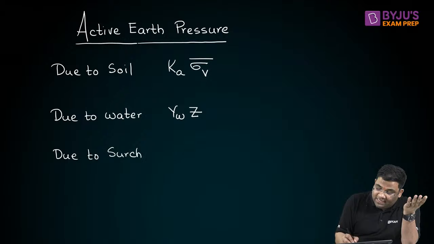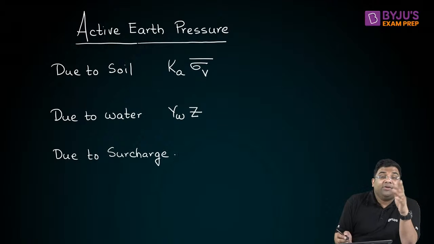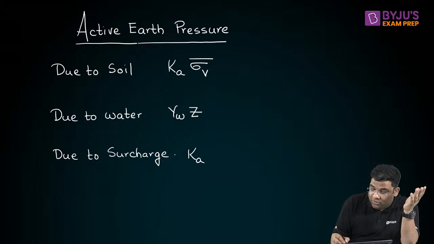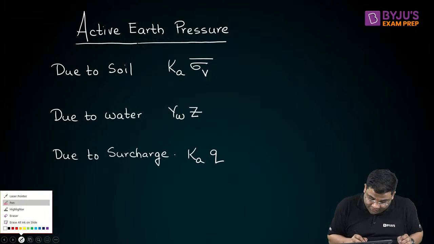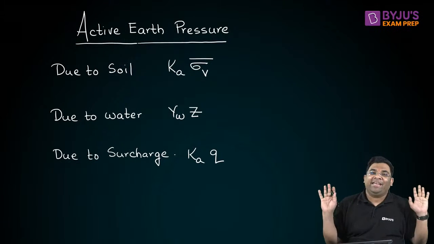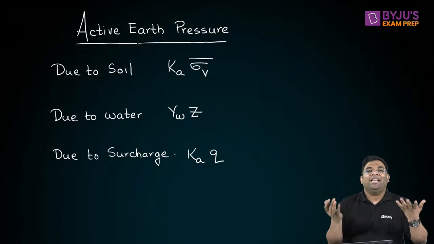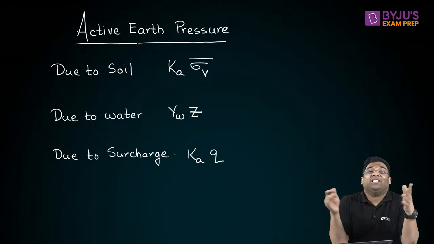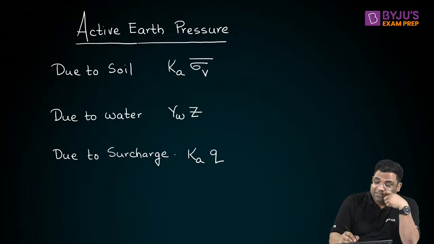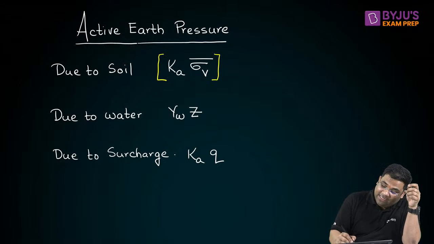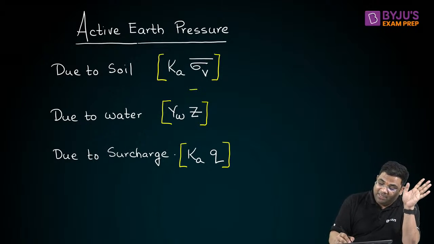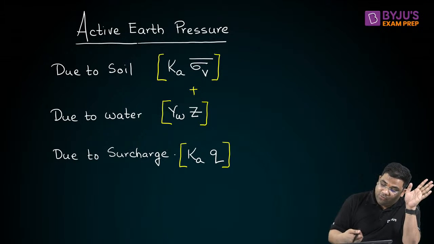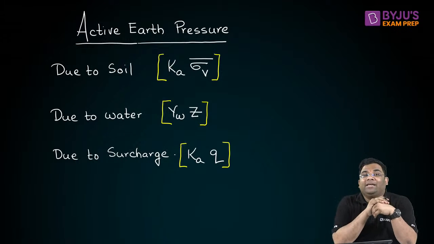And we know due to surcharge we get a uniform value. What is that uniform value? Ka into your surcharge Q. Now draw the distributions and just take the areas. That will be the total active earth pressure force. So you see, it is so simple. No need to remember any bulky equations.